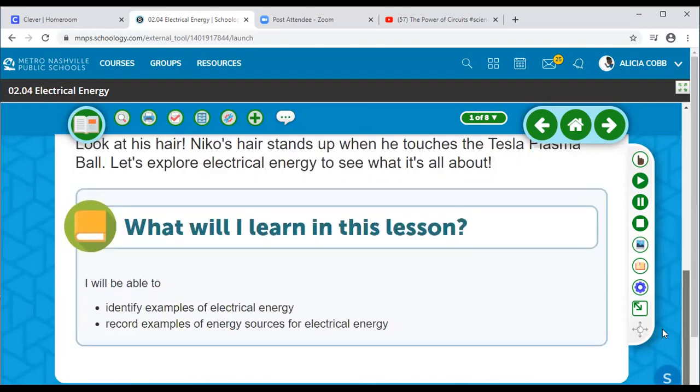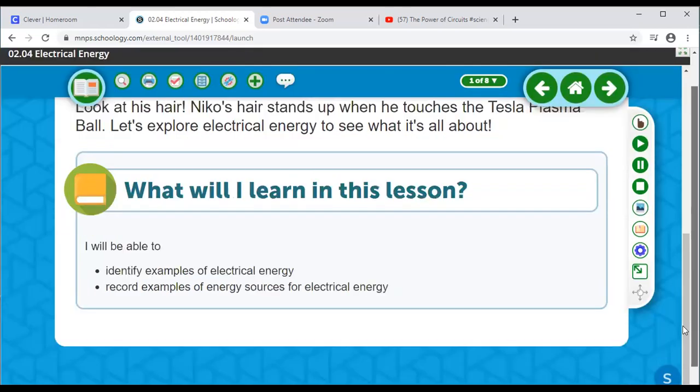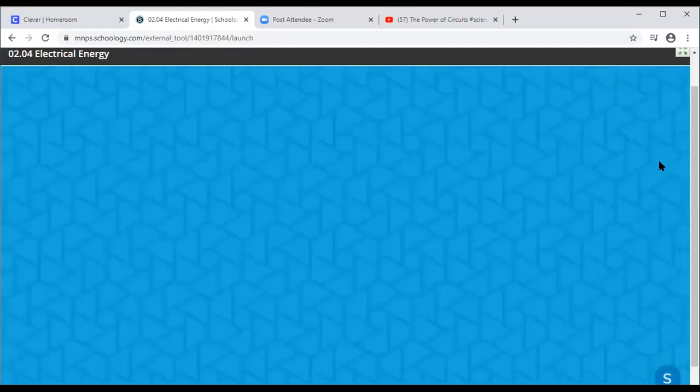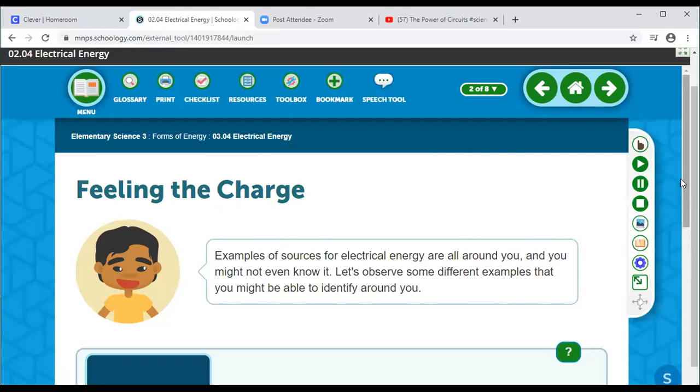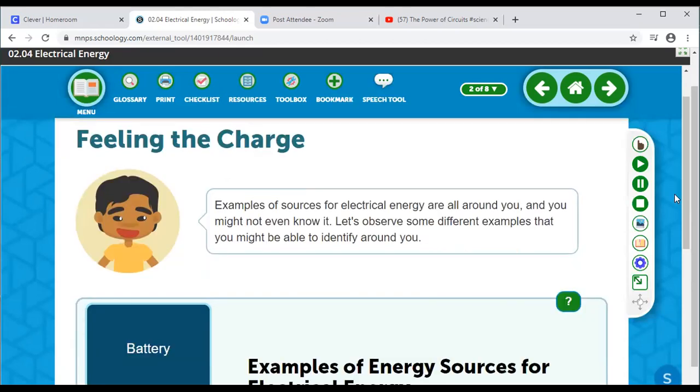So in this lesson, you're going to be able to identify examples of electrical energy. And also tomorrow, you will be recording examples of energy sources from electrical energy. Feeling the charge. Examples of sources for electrical energy are all around you, and you might not even know it. Let's observe some different examples that you might not be able to identify around you.